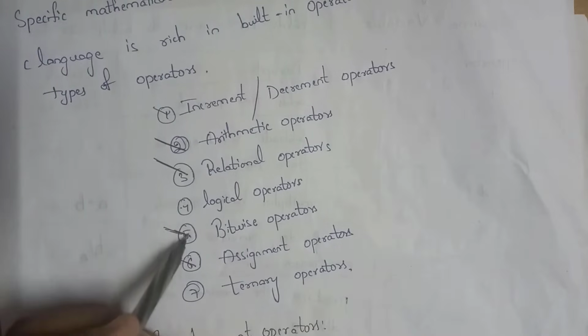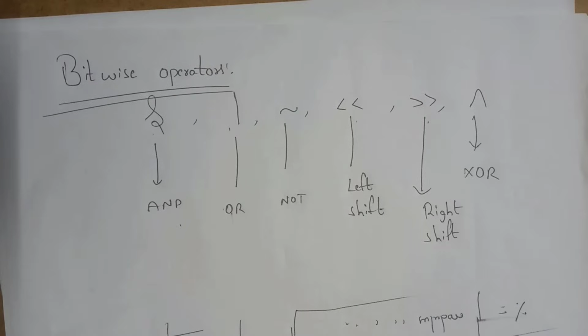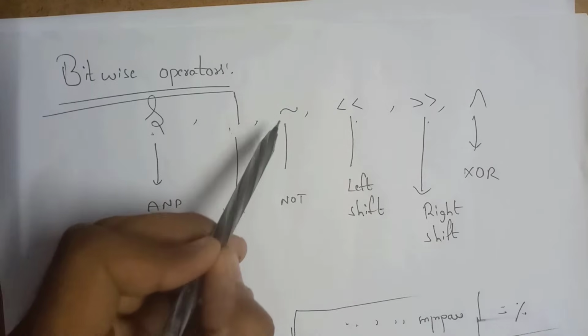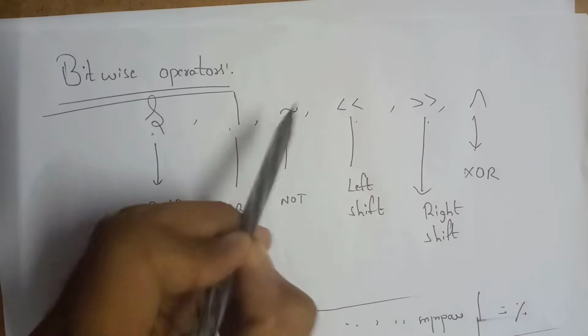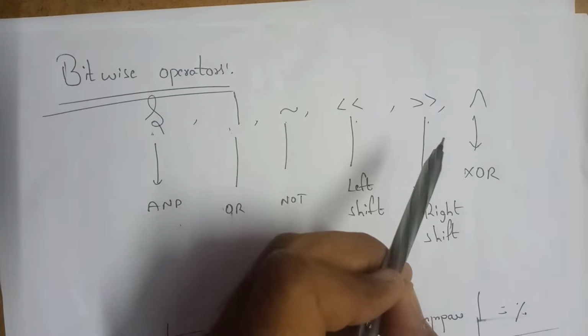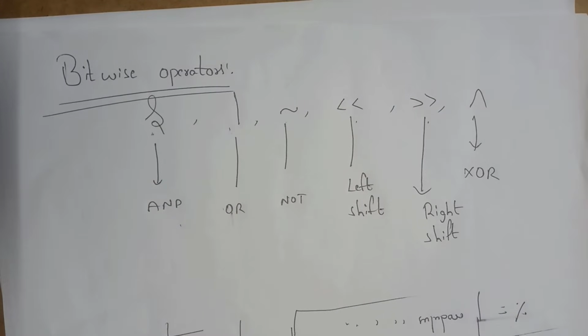Next I will explain bitwise operators. These are various types of bitwise operators. On that first one is AND, second one is OR, third one is NOT, fourth one is left shift, fifth one is right shift, and at last sixth one is XOR. These are various types of bitwise operators.